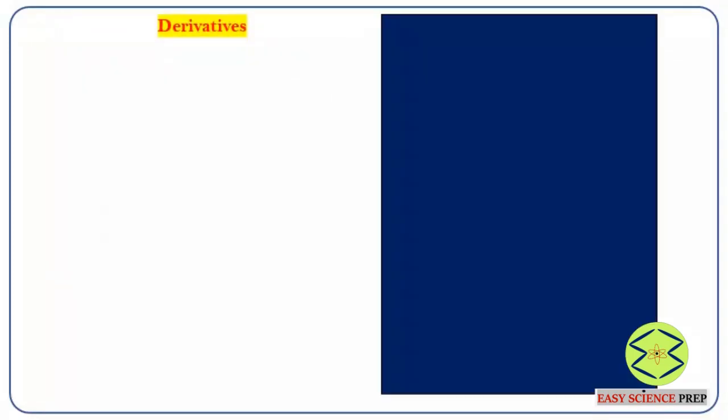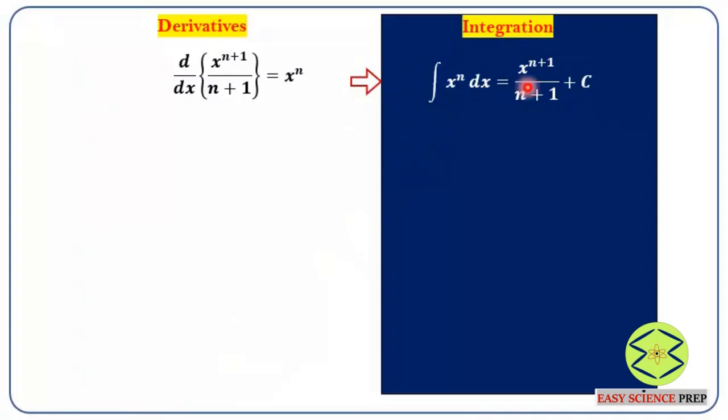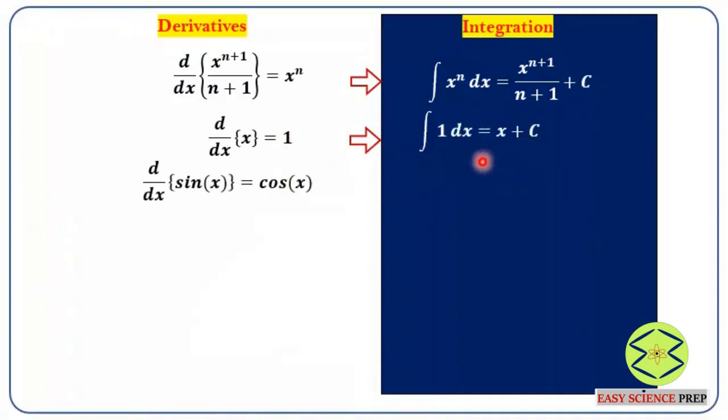Now we would like to compile all the derivatives and the integrations we got so far. On the left hand side we will be writing the differentiation, and on the right hand side we will be writing the integration of those functions. For example, the derivative of x raised to n plus 1 divided by n plus 1 is x raised to n. So the integration of x raised to n is x raised to n plus 1 divided by n plus 1. Similarly, the derivative of x is 1, so you'll get the integration of 1 as x.